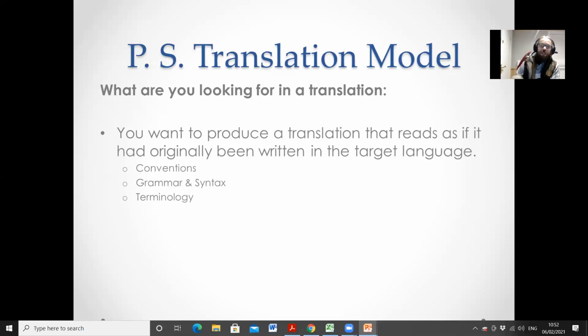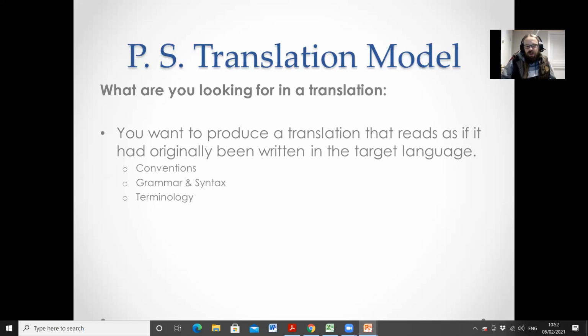When we approach a written translation text, we're trying to produce a text that reads as if it had originally been written in the target language. So we're going to translate something from, for example, English into Spanish, and we want that when a Spanish client gets that text, they're not going to think, "Oh, this has been translated from English." No, we want them to read it and not even think that it's a translation, because it's so elegantly and beautifully written, and it gets the message across in a practical and efficient manner.